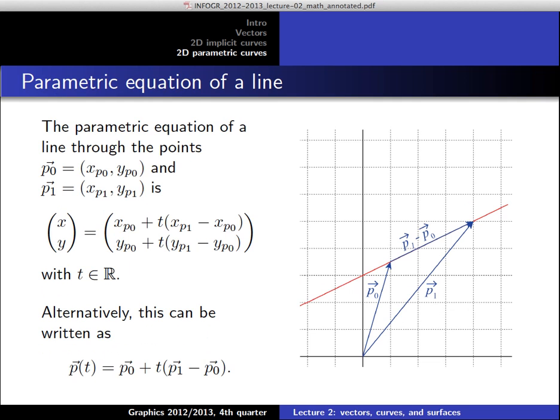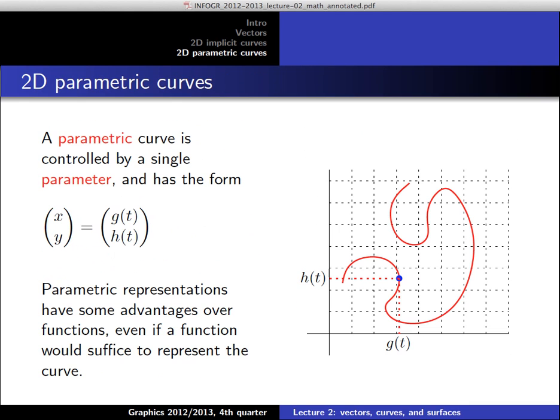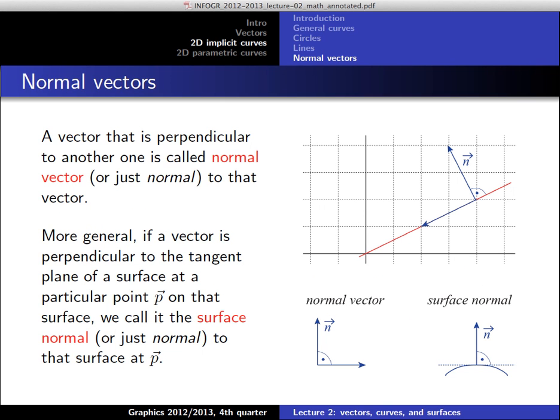So let me see, should I continue here? Yeah, let's just do the lines.